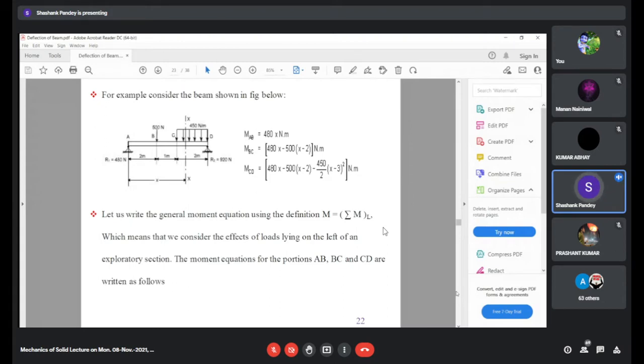Here, one interesting thing is that we have a different equation for portion A to B, a different equation for portion B to C, and a different equation for portion C to D. So we will use this concept in determining the deflection, since we know the value of the moment.